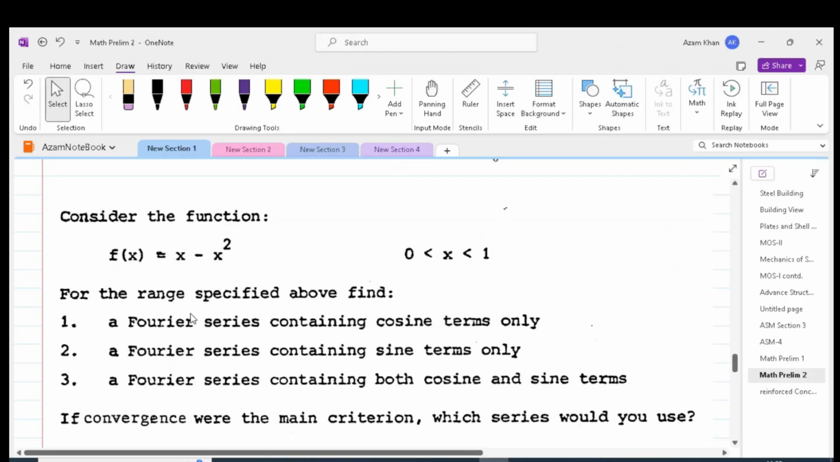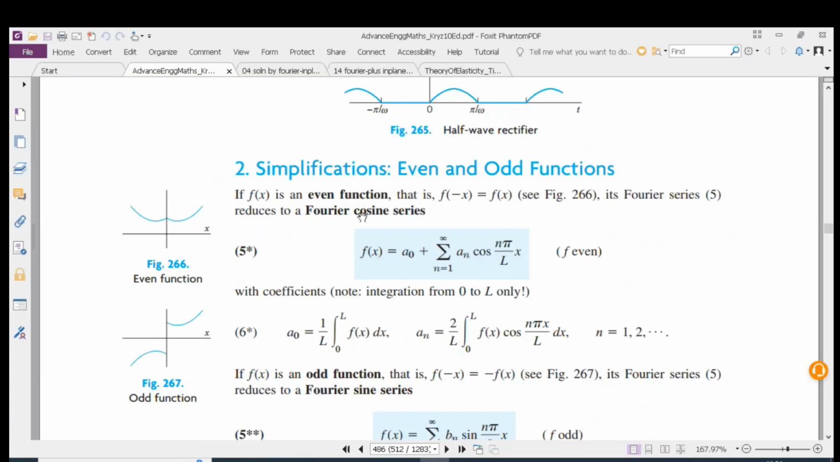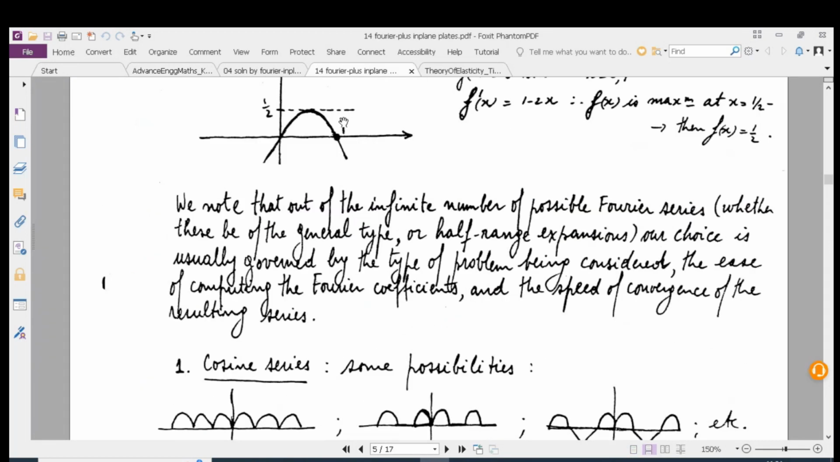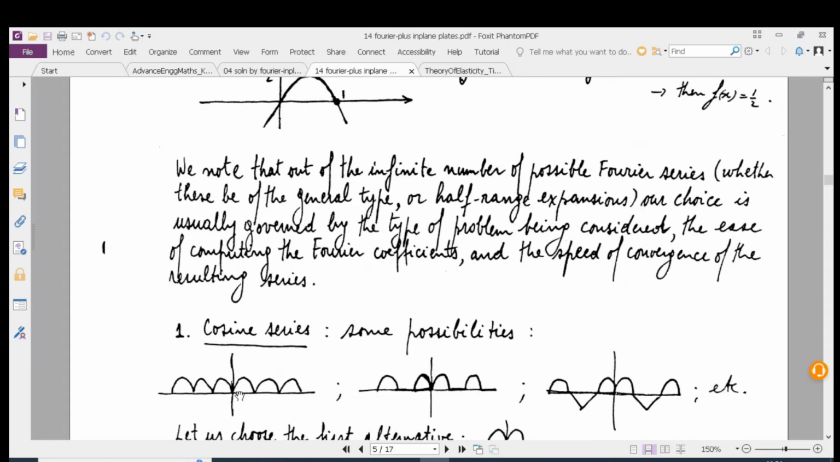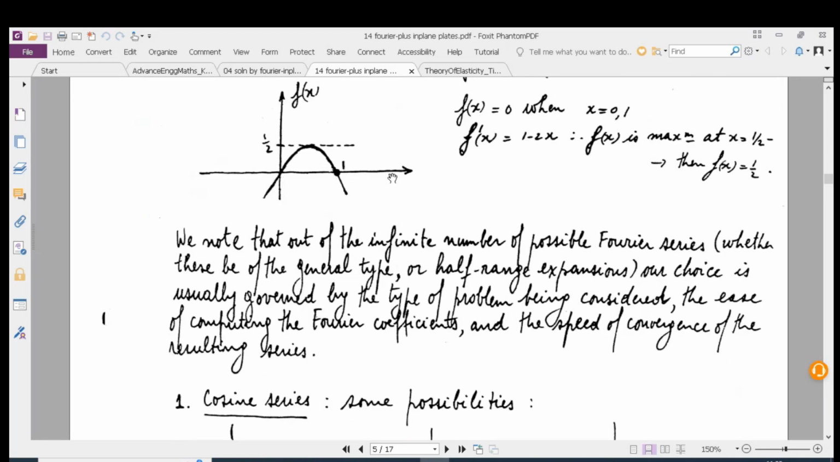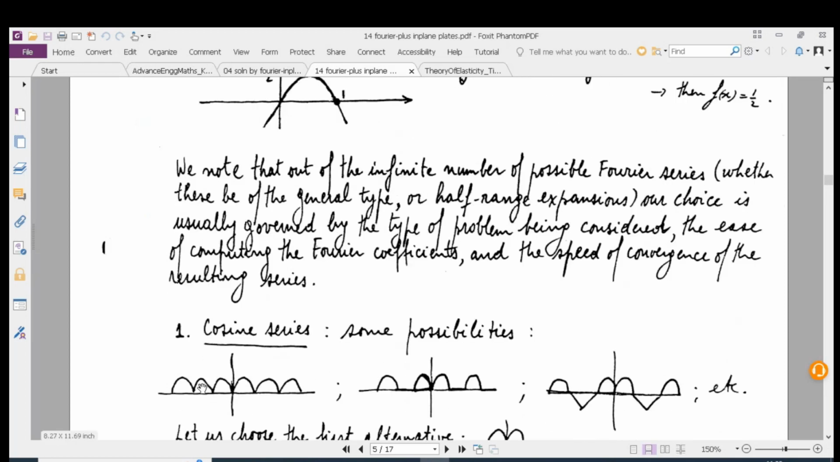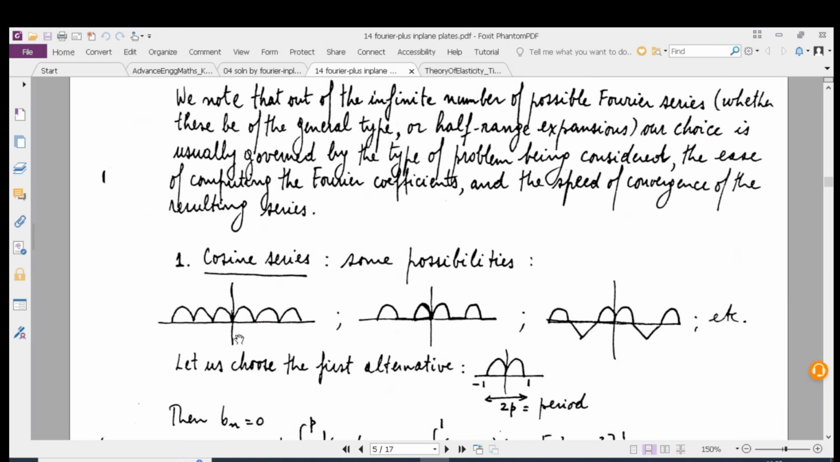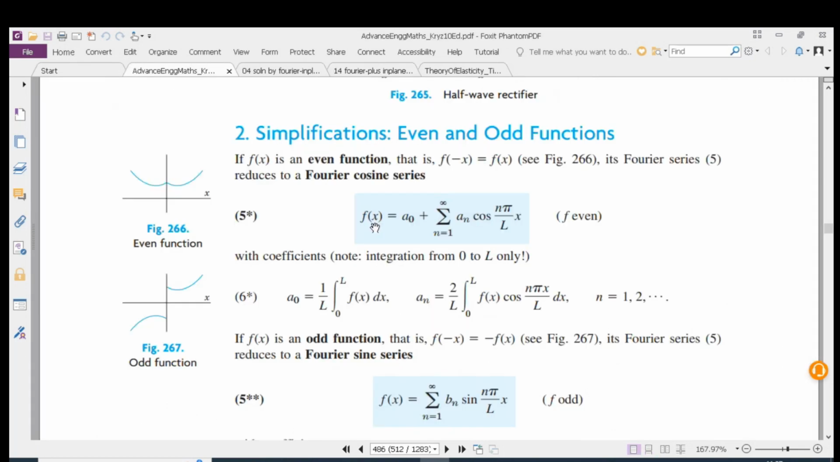We are asked to find a Fourier series containing cosine terms only. As we discussed, the Fourier series having cosine terms will be able to approximate even functions. Thus, in the case of this function, we can assume that we have got a series of these functions at the left and right of the x-axis. We will use now f of x is equal to a naught plus summation n is equal to 1 till infinity a n cos n pi x over L and work out our a n.